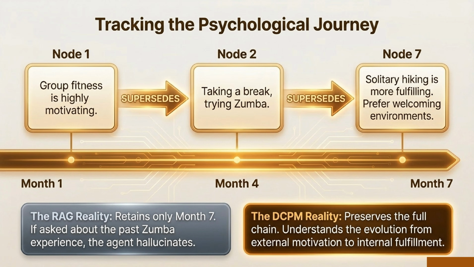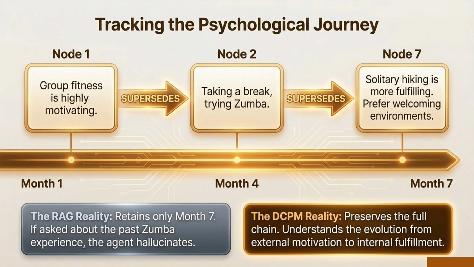To see this in action, imagine tracking a user's psychological journey. Let's say in month 1, the user believes group fitness is highly motivating. By month 4, they take a break and try Zumba. By month 7, they realize solitary hiking is more fulfilling.